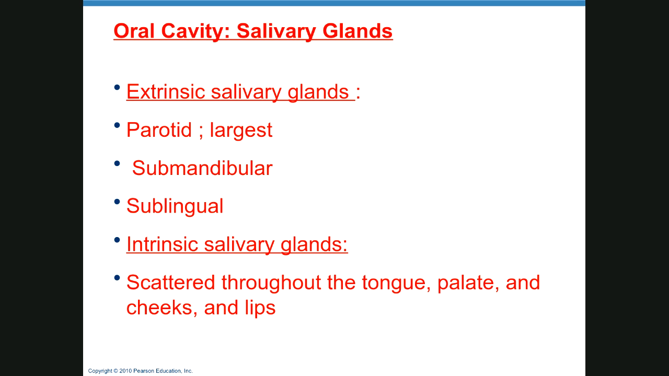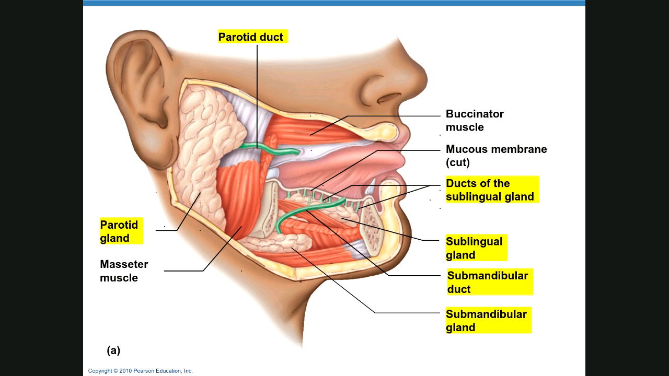Salivary glands, know their location. So the parotid gland is the largest. There's two of them. Then we have a submandibular gland and a sublingual gland.